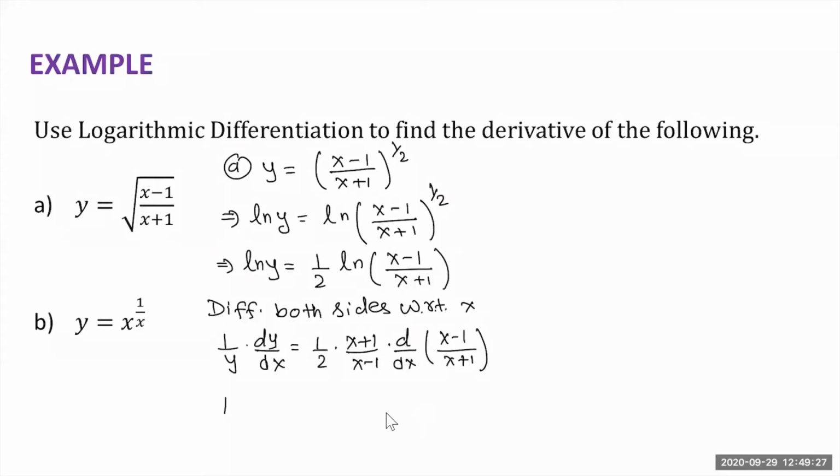So next step, we have 1 over y multiplied by dy over dx equal to half multiplied by x plus 1 over x minus 1. Then multiply by, here we have the quotient, so we have to use the quotient rule. The quotient rule says the denominator, which is x plus 1, multiplied by the derivative of the numerator. The derivative of x minus 1: the derivative of 1 is 0, the derivative of x is 1. So 1 minus 0 is 1. If you multiply by 1, it will just be x plus 1.